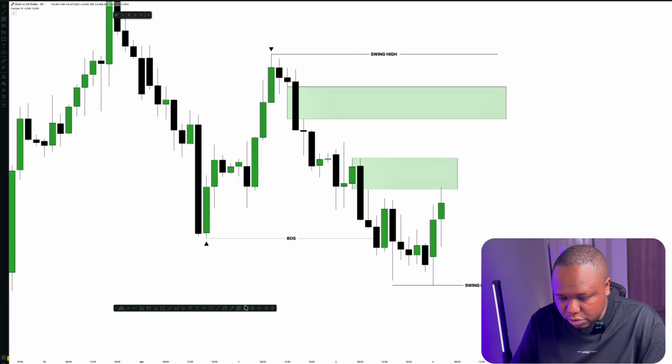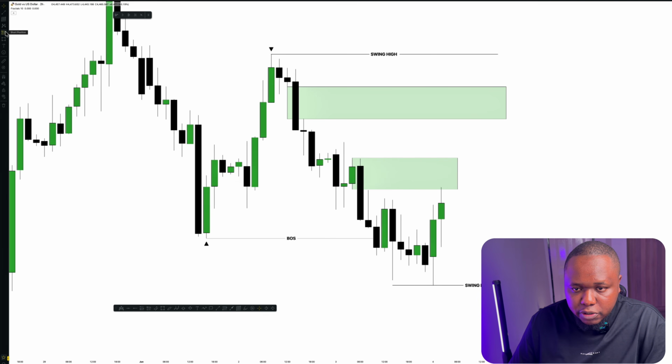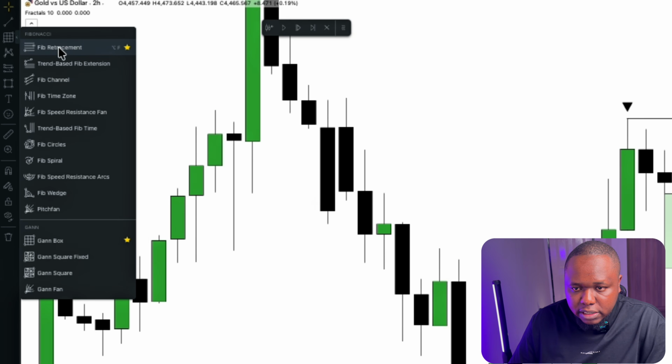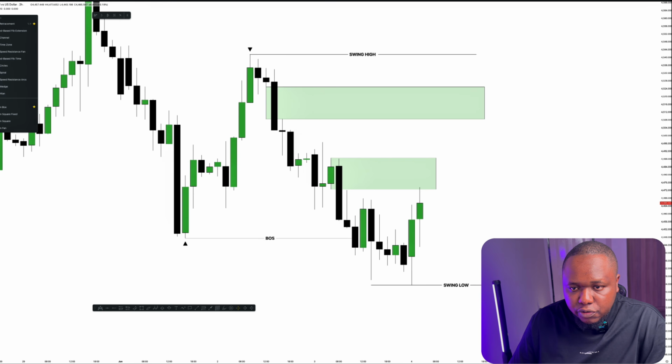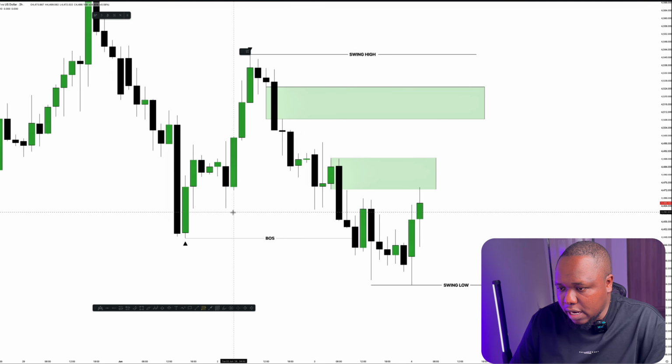So what we're going to do here is that you can simply use your Fibonacci, right? You can simply get your Fibonacci when you head over to this particular point. So this is the Fibonacci retracement that I'm using. Once you get your Fibonacci tool, which is your Fibonacci retracement, this is how it's going to look.